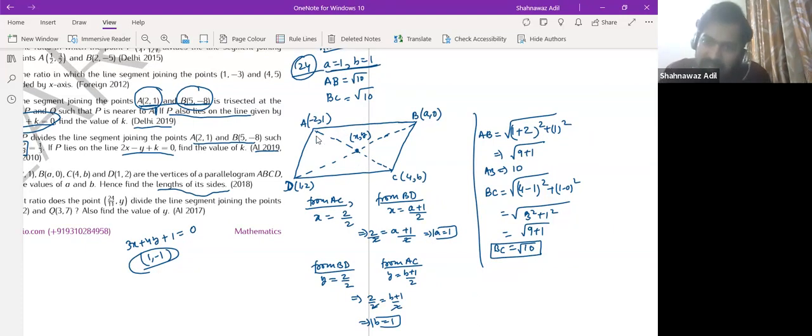We know that the diagonals of a parallelogram bisect each other, right? So let's say we draw these two diagonals. These are the diagonals of the parallelogram, and this would be the midpoint of this line AC. This would be the midpoint of this line, BD. So this point is common to AC and BD. Let's say this is O.